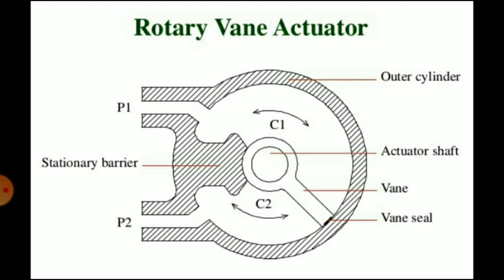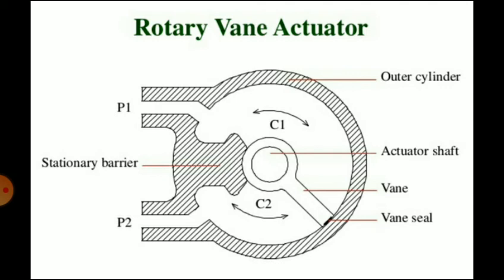First we will see the rotary vane actuator, or vane type limited rotary actuator. In this, one or more vanes are attached to the drive shaft. The vanes are mounted centrally and their rotation is limited by stops. You can see in the diagram, there is an outer cylinder, then the actuator shaft, and attached to the actuator shaft there is a vane seal, and there is a stationary barrel.